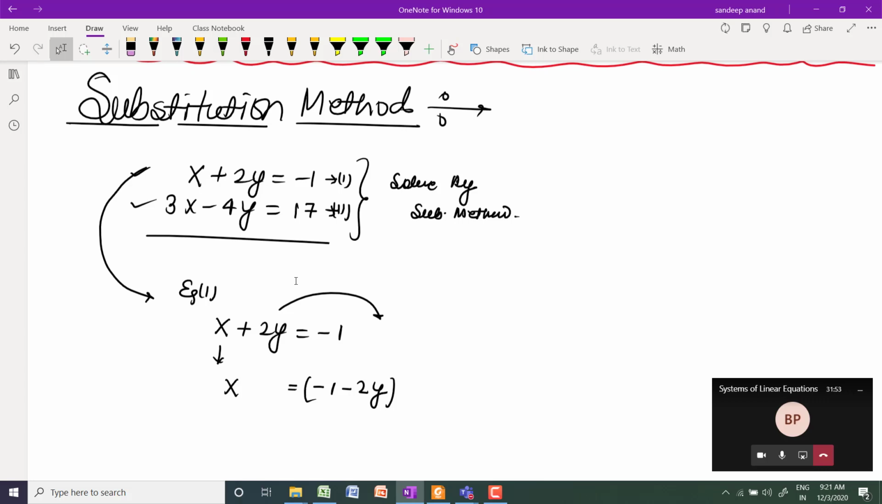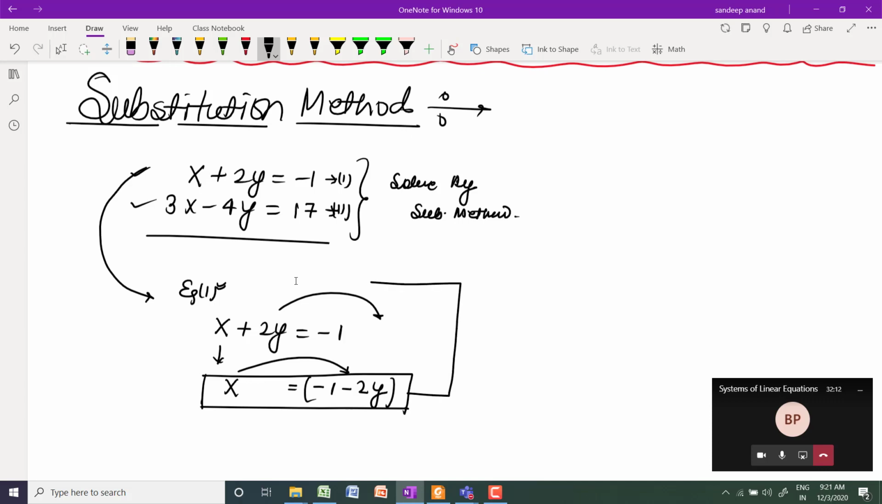Yes or no? Yes, sir. So now I have the x value with respect to the y value. Since I used equation number 1 to find x with respect to y, now put this x value in equation number 2, not equation number 1.